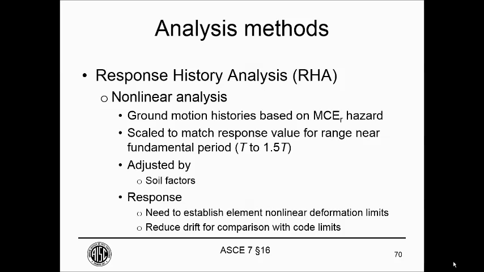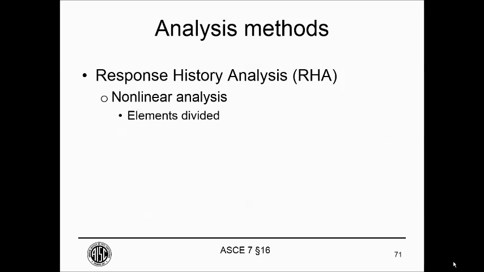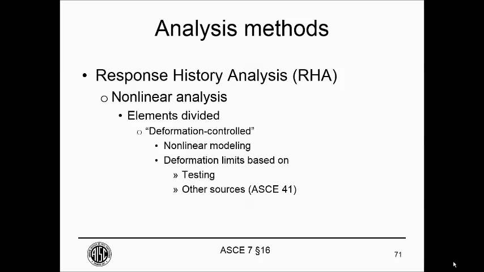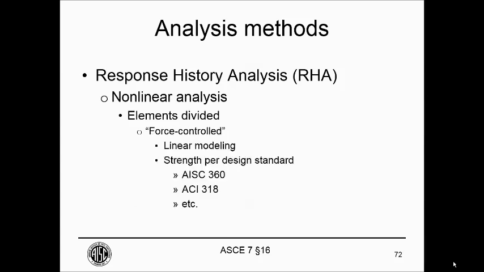address how it will deform. The drifts that you get from a nonlinear analysis will be larger than those code drifts for some of the reasons I've discussed, and so the drift limits are allowed to be adjusted. For response history analysis, you have deformation-controlled elements that are modeled with nonlinear elements, and you have to calibrate those to tests or other sources. And then you have force-controlled elements that are modeled as linear and designed according to rules from the steel specification or ACI 318, etc.